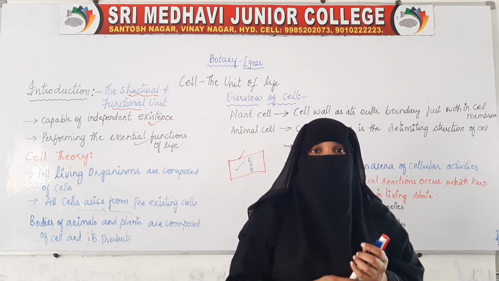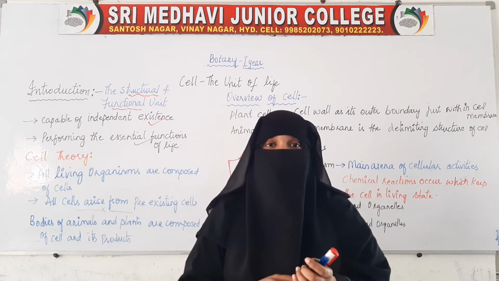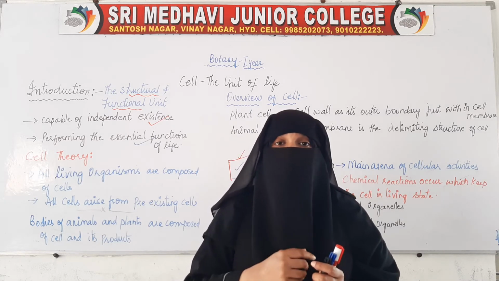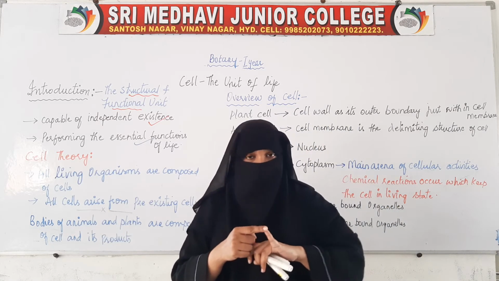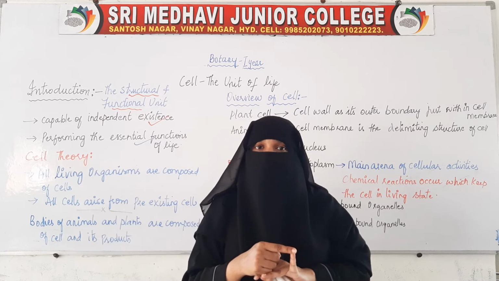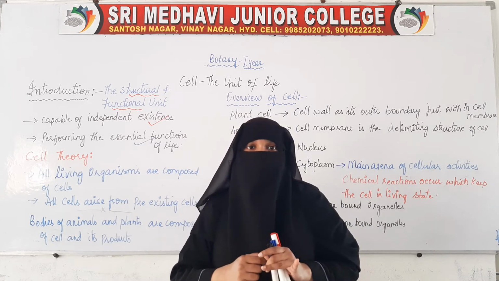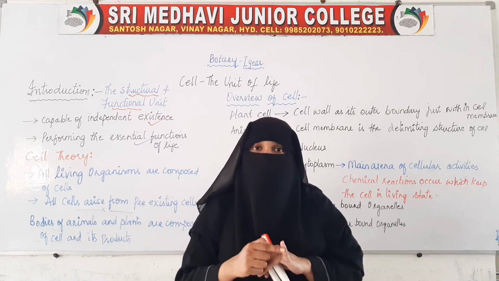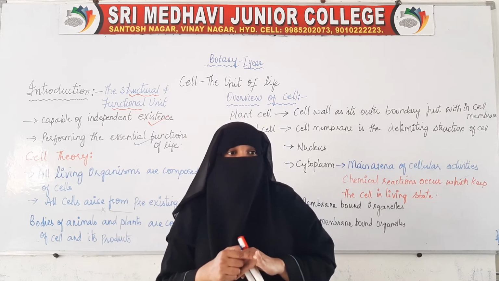Later, one more scientist whose name was Robert Brown discovered that inside the cell a stained body is present, and we call that stained body the nucleus. So, the living cell was discovered by Antony von Leeuwenhoek. Inside the living cell, a stained body is present. That stained body is called the nucleus. It was discovered by Robert Brown.